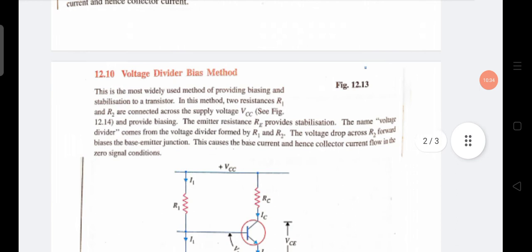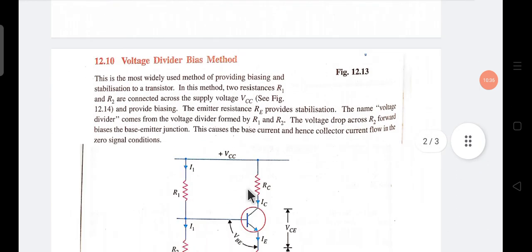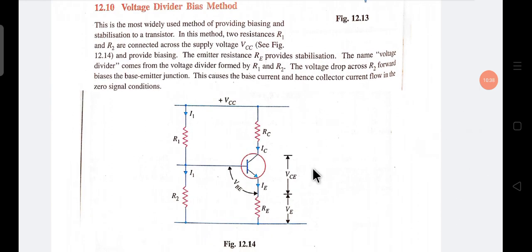So this voltage divider connection is generally used for amplification in most cases. This is a good biasing method. That's all.